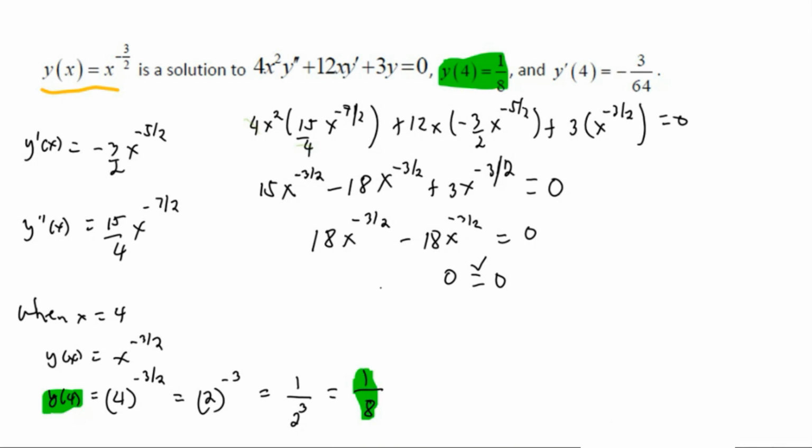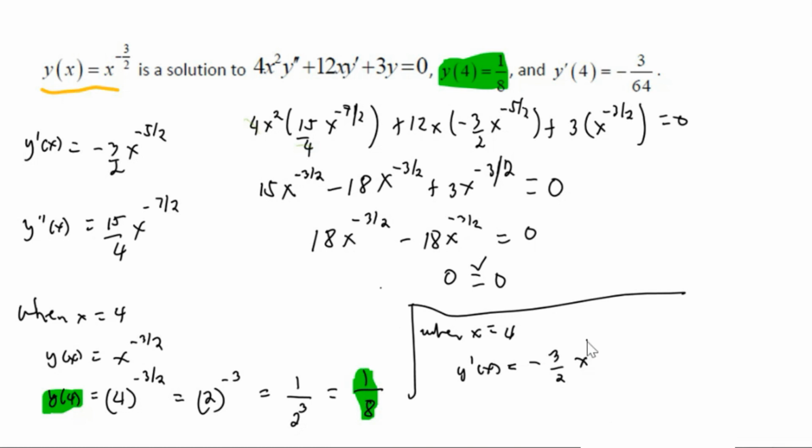Now, on the second condition from the initial value, when x is equal to 4, then y prime of x is equal to negative 3 over 2 times x to the power of negative 5 over 2. So I will replace x by 4. We have now y prime of 4 is equal to negative 3 over 2. Replace x now by 4, then raise to the power of negative 5 over 2.